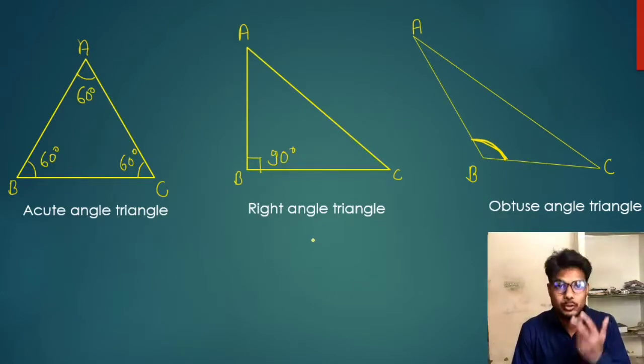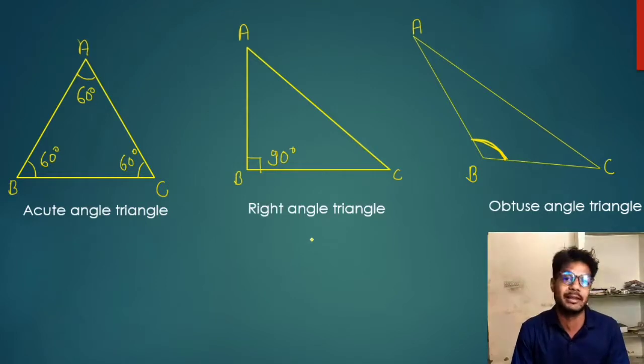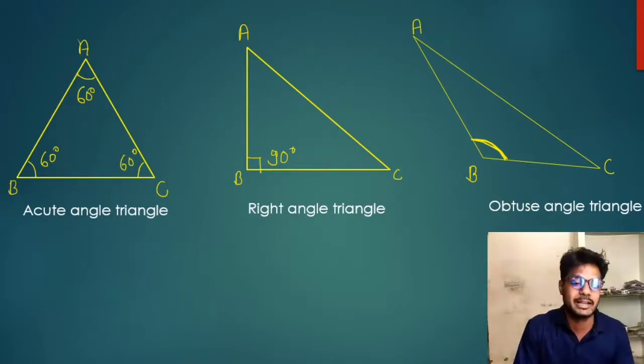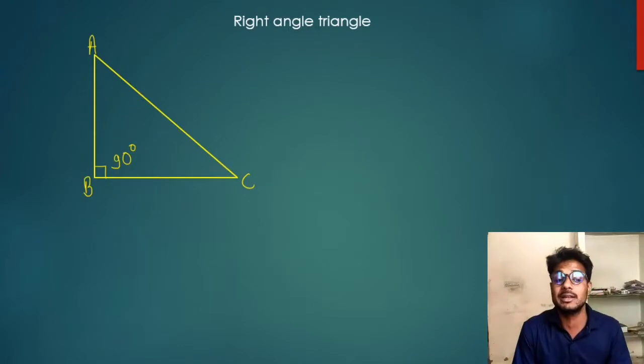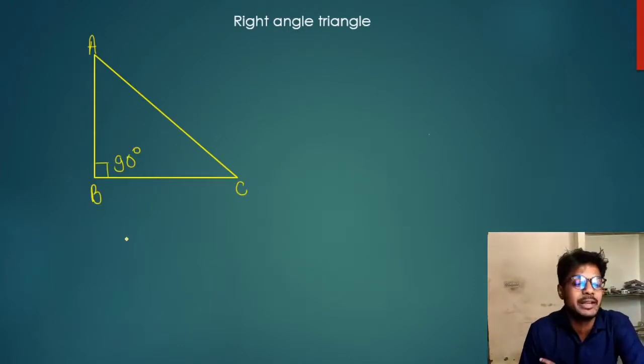Now we will use trigonometry on the right angle triangle. It means we will measure angles and calculate sides in trigonometry using a right angle triangle. So what is a right angle triangle? I have already explained that a triangle in which one angle is 90 degrees is called a right angle triangle, and in this triangle angle B is 90 degrees, so this is a right angle triangle.